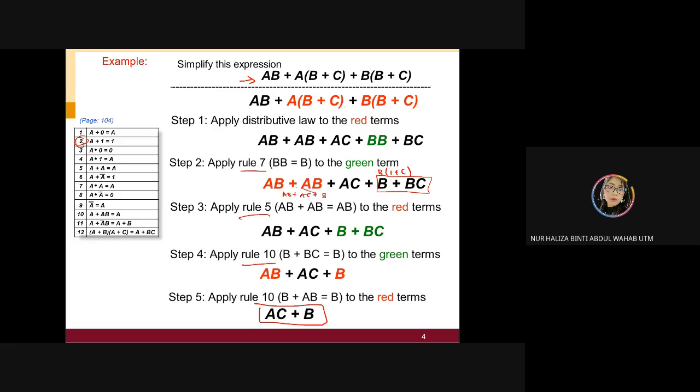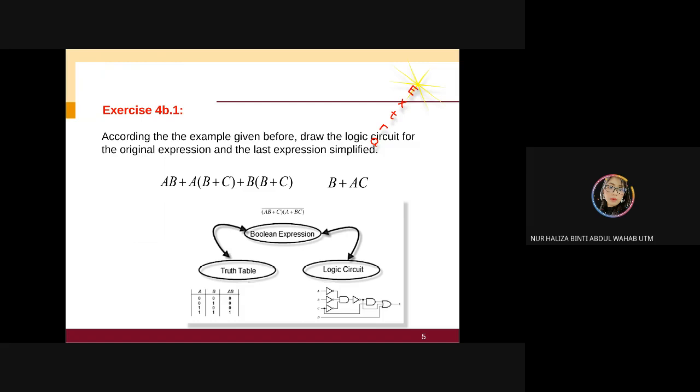So you can simplify it later on using rule number 5. So it depends on you how you're going to simplify. Next, after you know how to simplify, you also already learned how to convert from your Boolean expression to the simplified version, and then from this simplified version, you can come out with your logic circuit and your truth table.